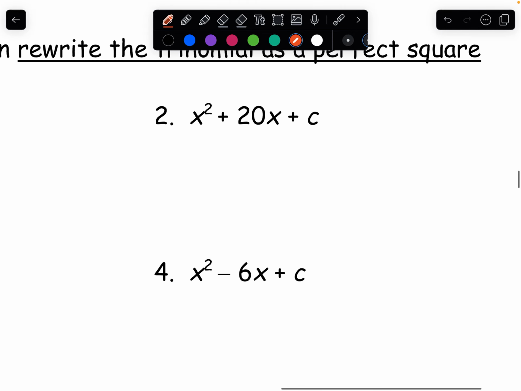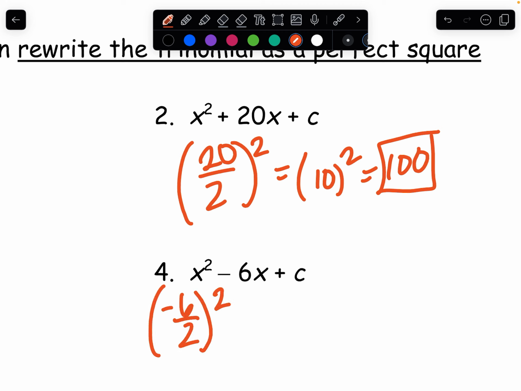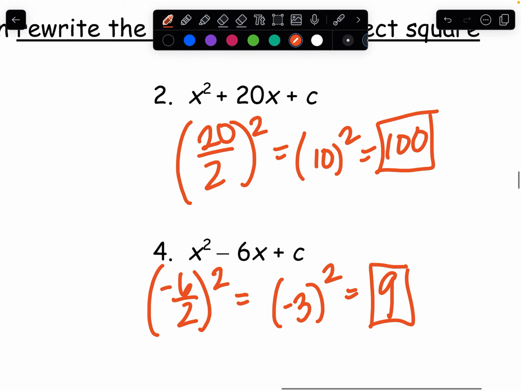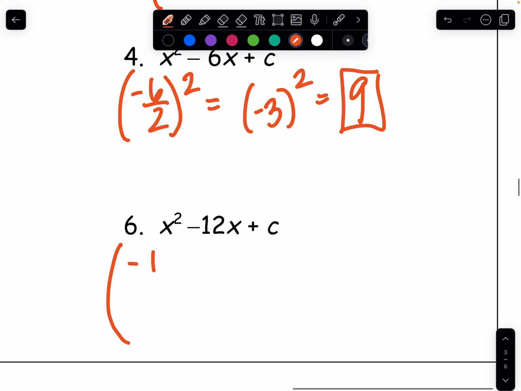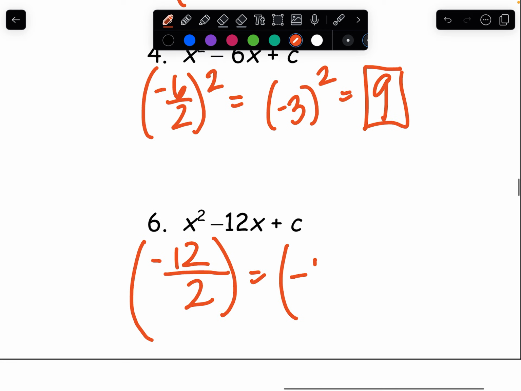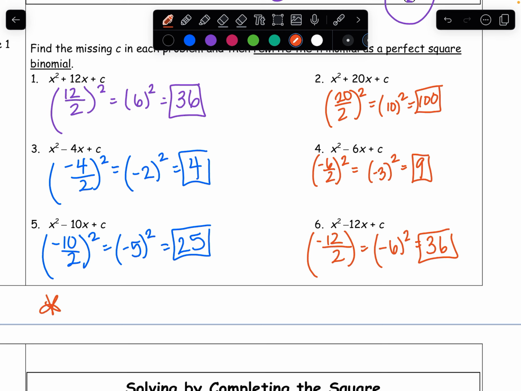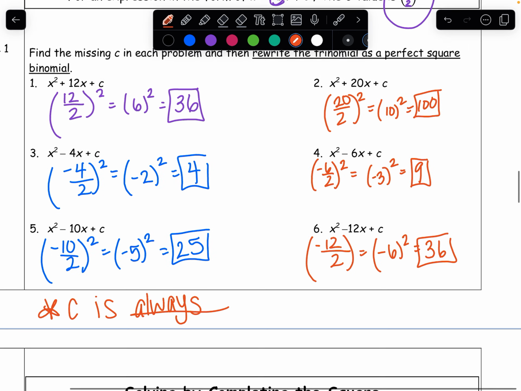Okay, so what we should have done is 20 divided by 2 squared is 10 squared, which is 100. Then we would get -6 divided by 2 squared is -3 squared, which is +9. If you're confused about that, a negative times a negative is a positive. And so what we're getting is, for this problem, -6 squared, which is 36. Okay. And so what you should realize is that C is always, and we don't use the word always a lot, always positive.